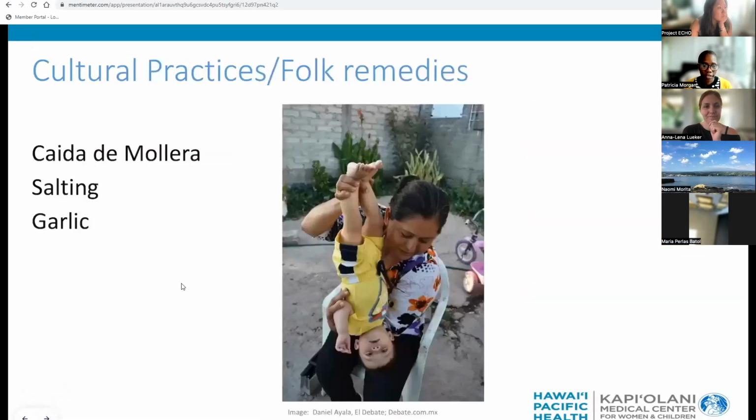One other cultural practice, this is caída de mollera, and it's basically when an infant has a depressed fontanelle, which you might see in dehydration. It's also thought if a baby is being breastfed and pulled too quickly off the breast, that this can happen. And one of the remedies that they do is they'll hold the baby upside down and sort of shake the baby to kind of release the fontanelle, to get it to become normal and not sunken. And so we can see this in some of our Latin American and Mexican families.